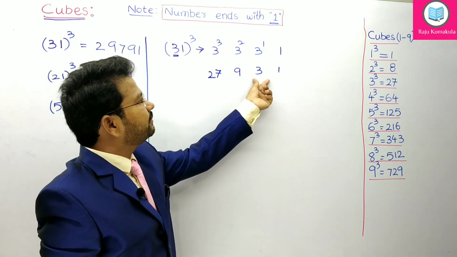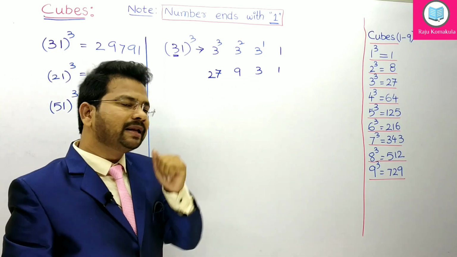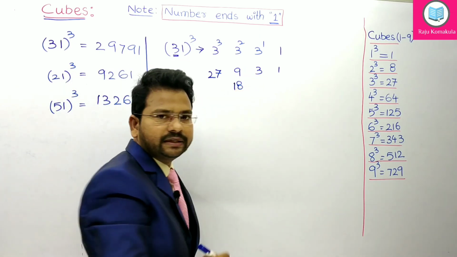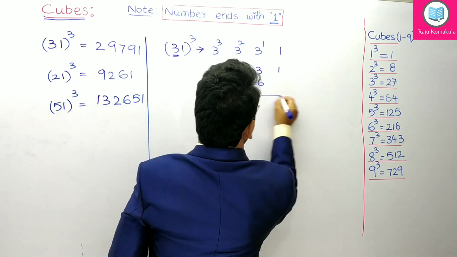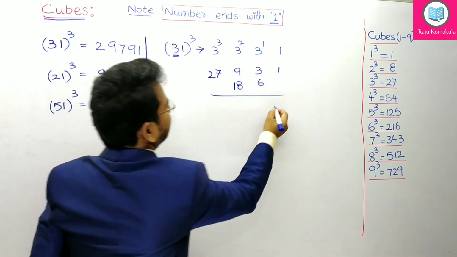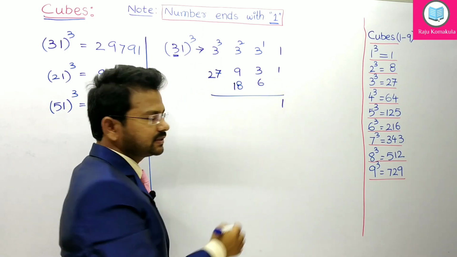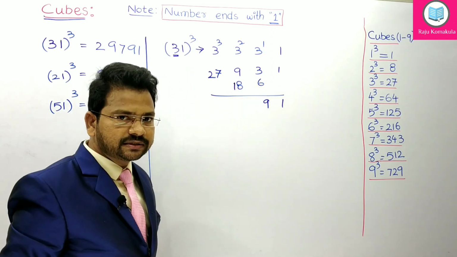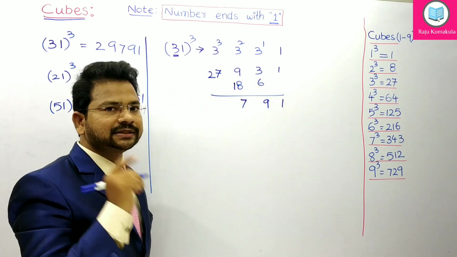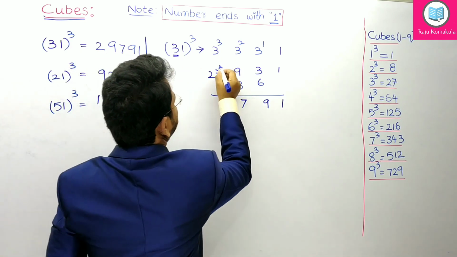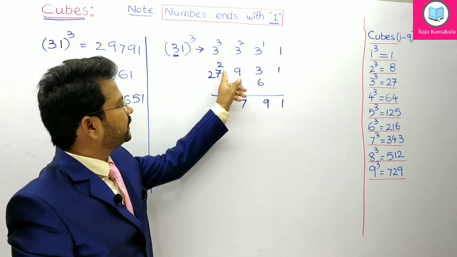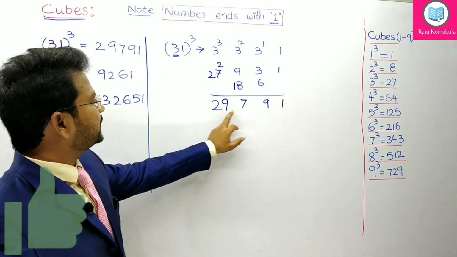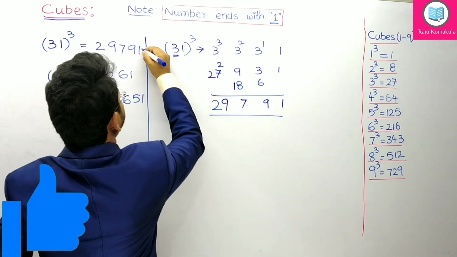Now for the middle numbers 9 and 3, double them. Double of 9 is 18. Double of 3 is 6. Now add them. 3 plus 6 is 9. 9 plus 18 is 27. Write only one digit and take a carry here. 27: write 7, carry 2. 2 plus 7 is 9, and 2 as it is. So now 29791. This is the answer you get.